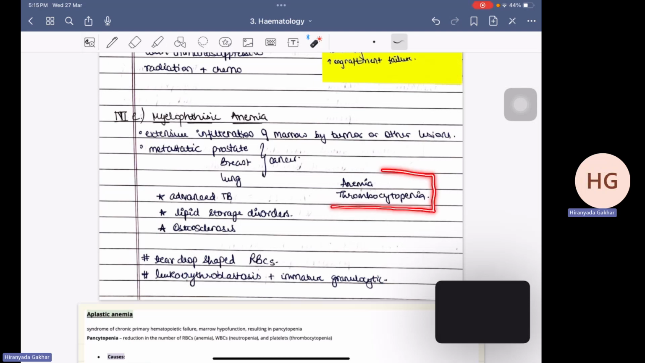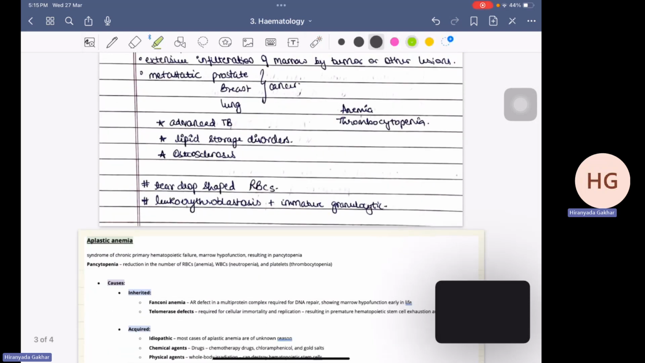So the patient would present with anemia, thrombocytopenia. There is a very classical shape of RBCs associated with it. So you'll see that the patient has teardrop shaped RBCs, and there is leukoerythroblastosis along with immature granulocytic lesions.